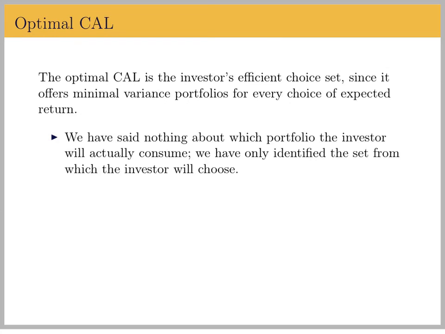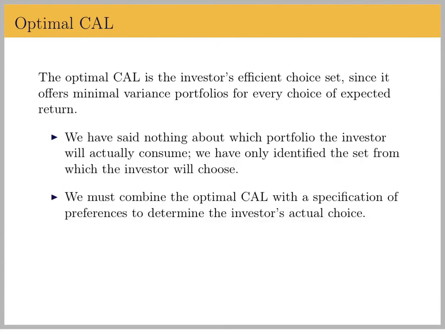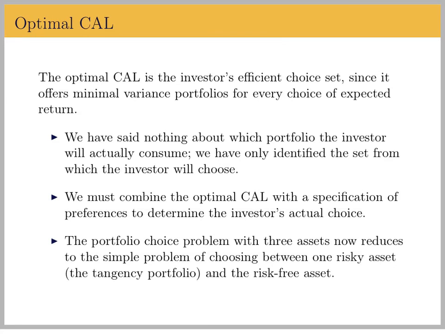Now note that I've said nothing about what the investor will actually consume. So far, all I've noted are what the possible choices of portfolios are, not which will be chosen. So what we have to do is actually combine that optimal CAL with a specification of preferences, that is, indifference curves, to get an idea of what portfolio the agent would actually choose.